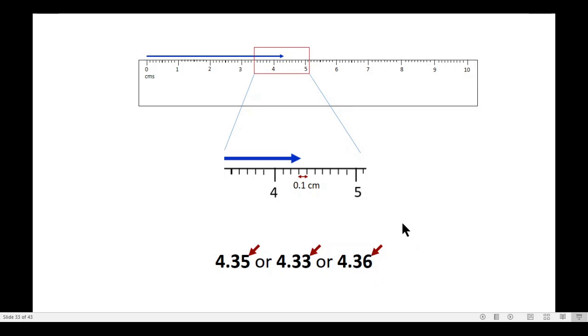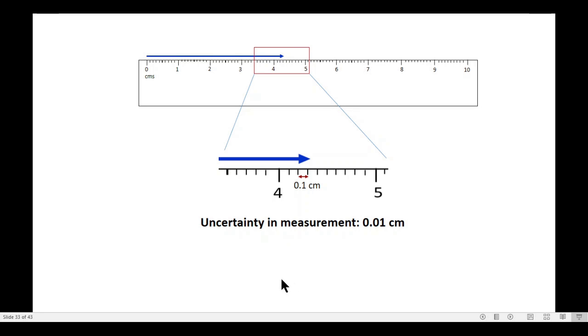Another important thing. The smallest division in this scale is 0.1 centimeters. That is 1/10th of a centimeter. And so the uncertainty is 1/10th of the smallest division. The uncertainty in the measurement using this scale is 1/10th of 1/10th of a centimeter. That is 1/100th of a centimeter. Hence it is important to estimate at the level of 100th of a centimeter. That is, in practical terms, you have to place the second digit after the decimal.